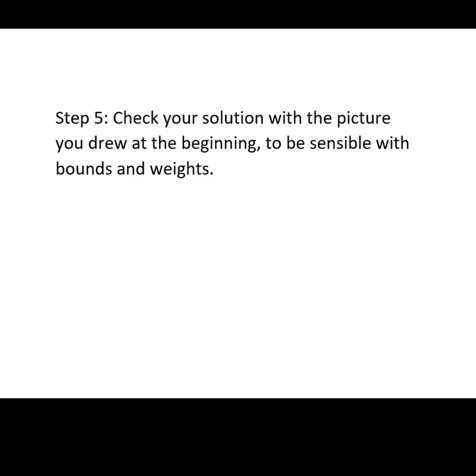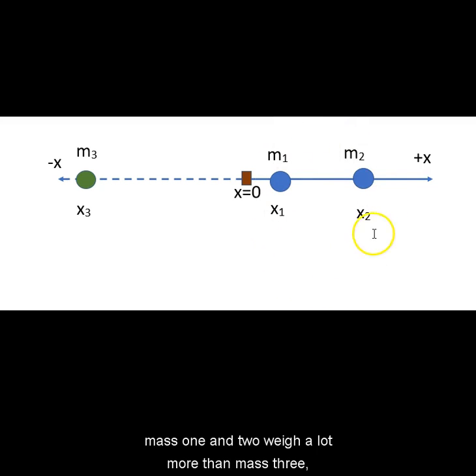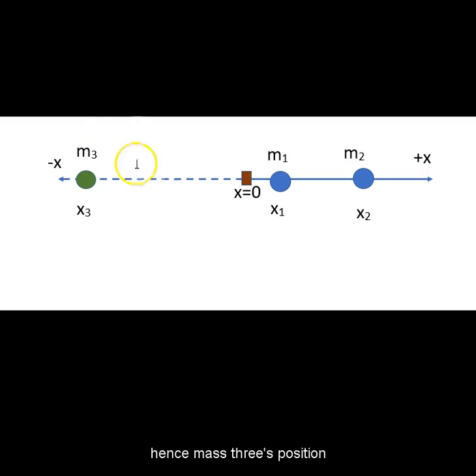As before, check your solution with the picture you drew at the beginning. Remember, the center of mass must be inside the extremities. Consider weighing options. In this case, mass 1 and 2 weigh a lot more than mass 3. Hence, mass 3's position must be well outside the center of mass 1 and 2.